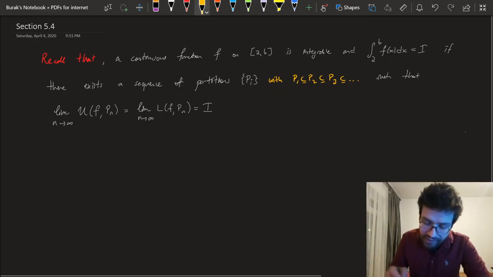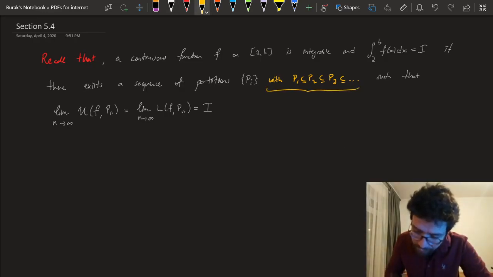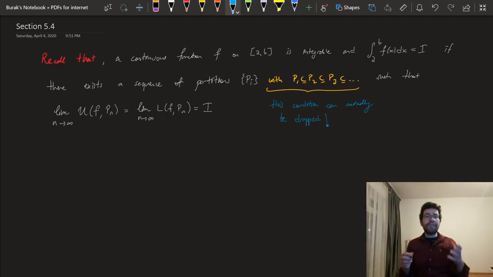And I told you last time that this condition can actually be dropped, so you don't have to assume that your partitions refine each other. It suffices for you to find a sequence of partitions for which the upper Riemann sums and lower Riemann sums converge to the same real number. If you can do that, you say that your function is integrable and its integral is that number.